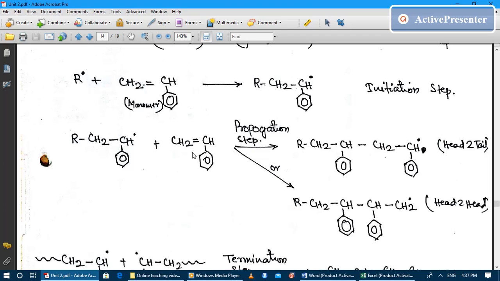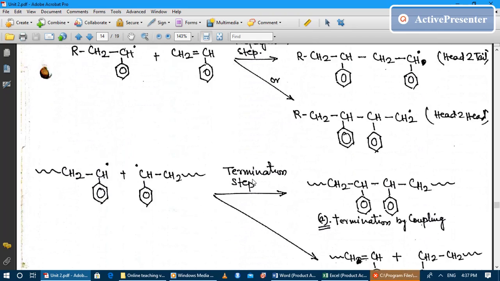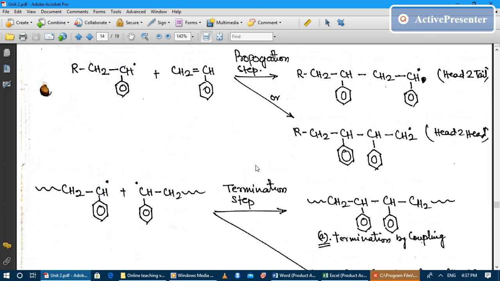Okay, and this propagation step, as I told you earlier in the previous unit, may be head to tail type or head to head type. So there are different permutation combinations of how the incoming monomer unit will get attached to the growing polymer chain. So after propagation, the third step is the termination step.